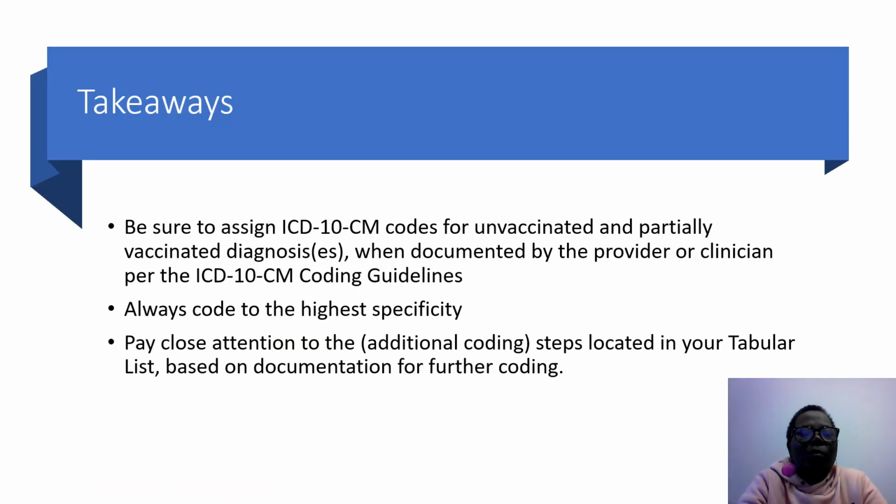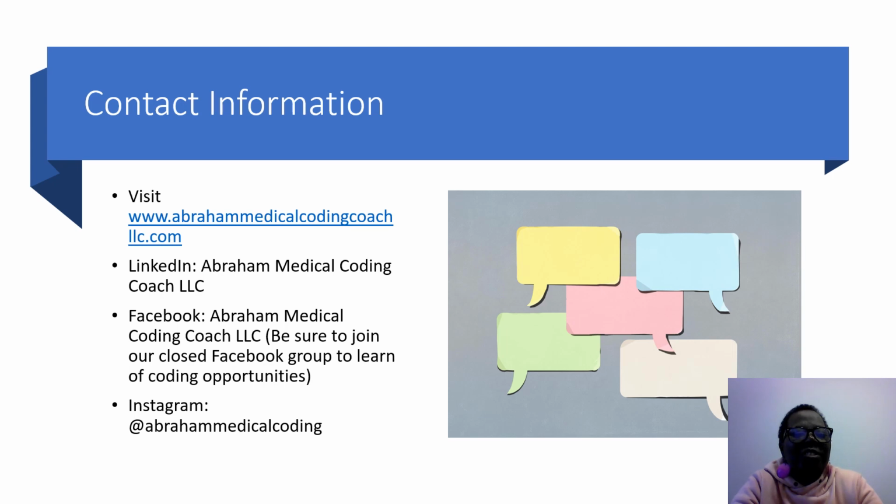So what are the key takeaways from this particular tutorial? Our first one is you want to be sure to assign the ICD-10 code or codes for unvaccinated and partially vaccinated diagnosis correctly when it is documented by the provider or clinician per the ICD-10 coding guidelines. And you always want to make sure you code to the highest specificity. And then lastly, pay close attention to the additional coding steps located in your tabular list based on the documentation for further coding. So this concludes our tutorial on our 2023 ICD-10 coding guidelines for under immunization or under vaccinated for COVID-19.